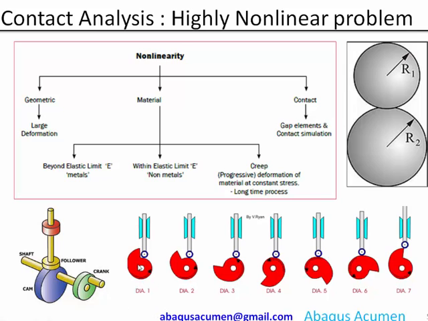Now take an example of a cam and follower. As the follower is tracing the cam profile, as the contact status is changing from point to point, the overall stiffness matrix is changing. So this is also called a boundary condition non-linearity.